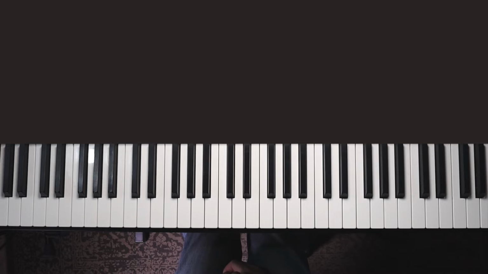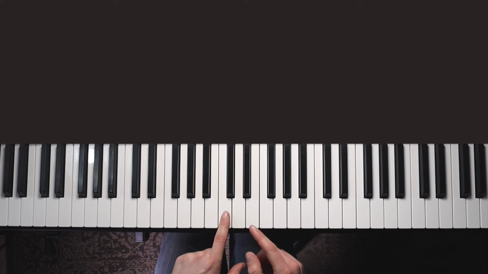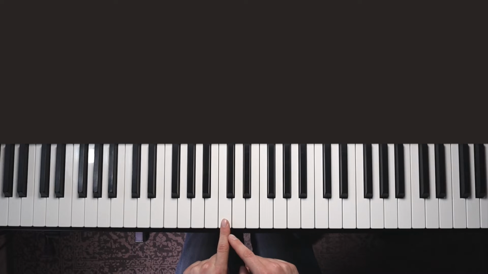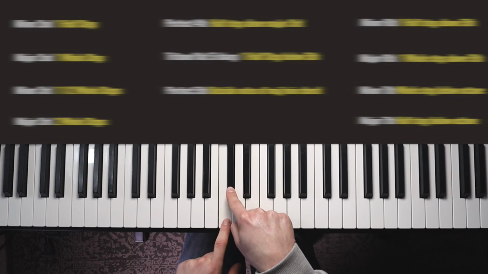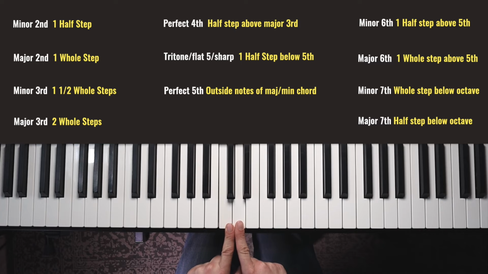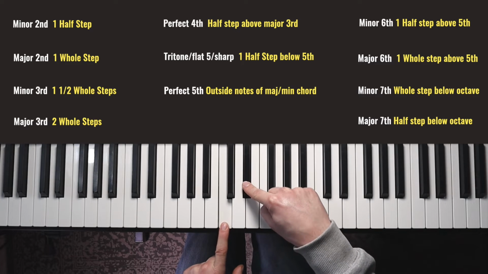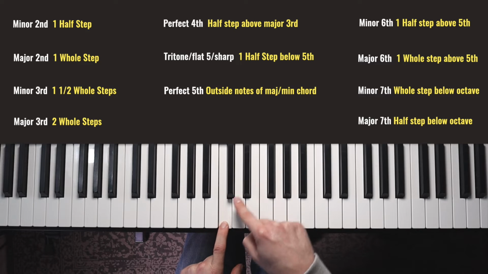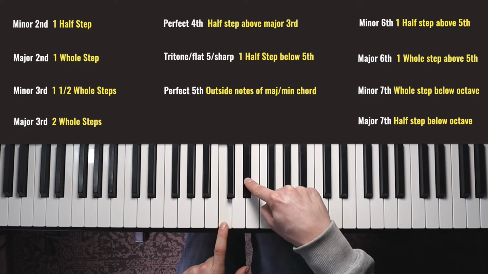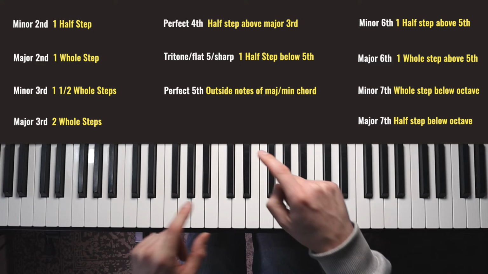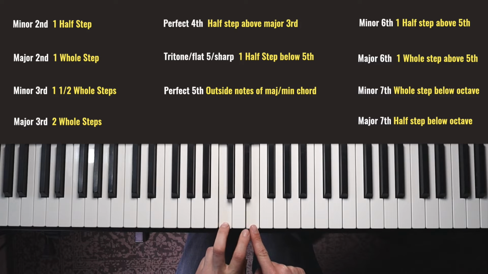I'll just very quickly recap my approach that I've been talking about in the last videos, how to find all these intervals, a quick run through before we get going. So the first one was a minor second. We'll do an example from C. A minor second is a half step away. A major second is a whole step away. A minor third is the next one, 1.5 whole steps or 3 half steps. I think it's easy just to do the bigger leaps, 1.5. And then a major third is 2 whole steps away.